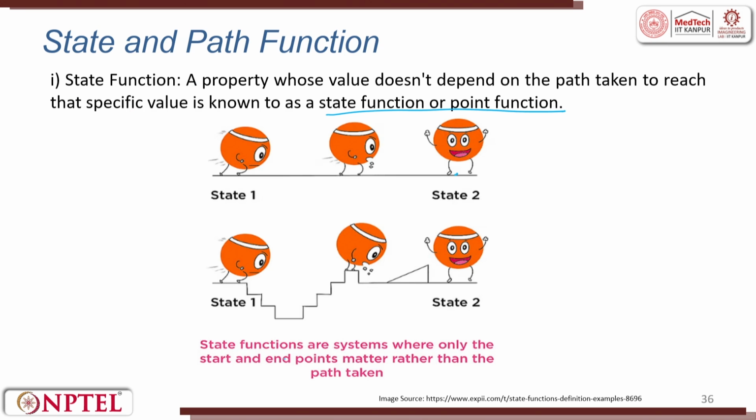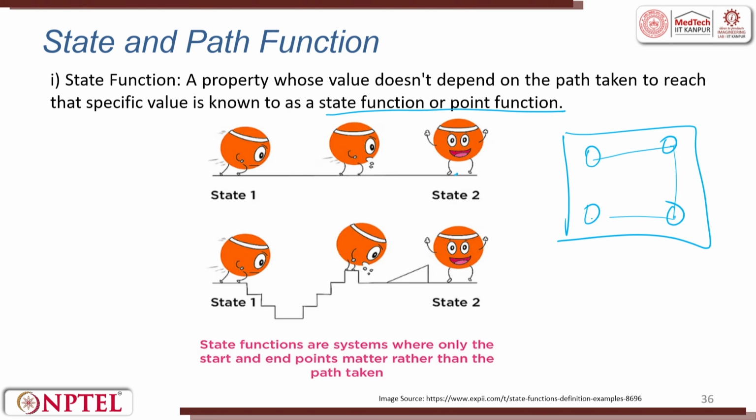State functions are systems where only the start and the end points matter rather than the path. So it is like your drilling experiment. You have a hole to be made here, here, here, and here, so you have to make 4 holes. You are least bothered how you go. You can go like this, or you can go like this, then come like this and finish. So state functions are systems where only the start and end matter. In between, the path does not matter. That is a state function.